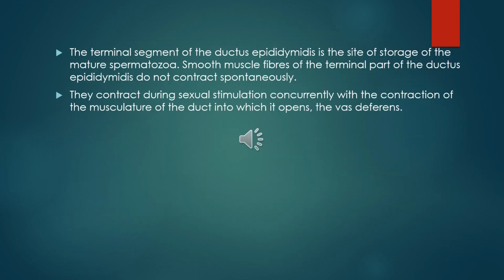The terminal segment of the duct of epididymis is the site of storage of the mature spermatozoa. The smooth muscle fibers of this terminal part do not contract spontaneously. They contract during sexual stimulation, concurrently with the contraction of the musculature of the vas deferens.